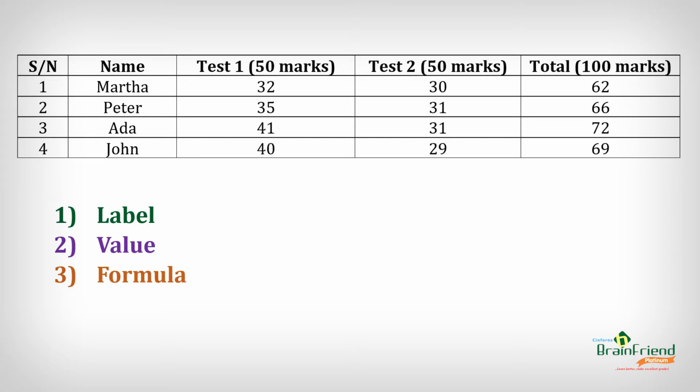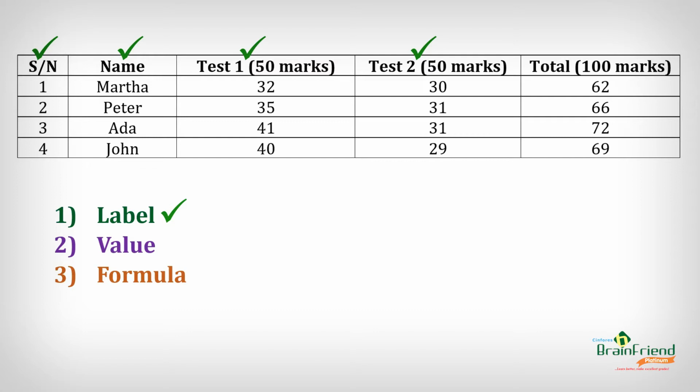Let's start by identifying the labels and then enter the labels into our worksheets. Remember, labels are alphabets as well as combinations of alphabets, numbers, and symbols. So, let's identify the labels on this table. SN, which stands for serial number, is a label. Name is a label. What other labels are here? Test 1, 15 marks, is also a label. Test 2, 15 marks, is a label as well.